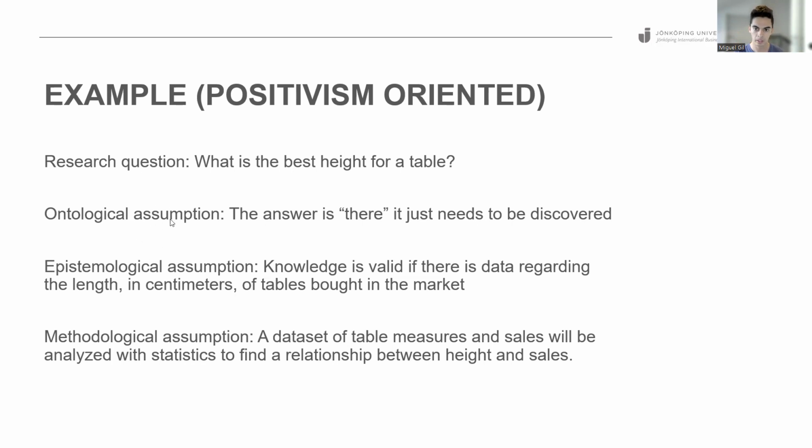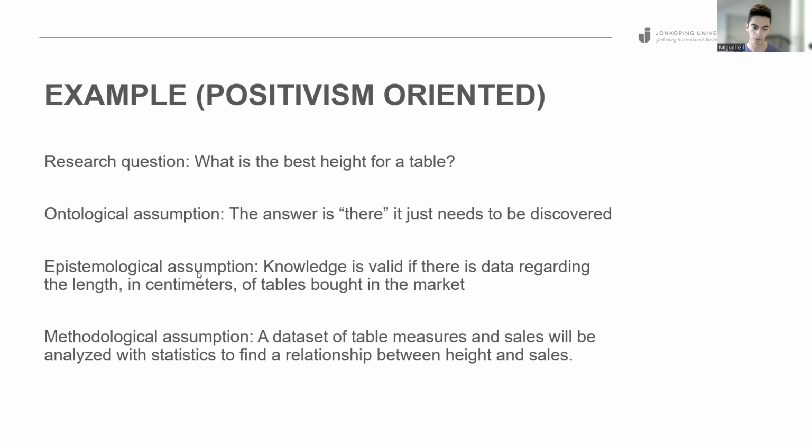So the ontological assumption is that it is something that already exists. The answer is in there. Epistemological assumption, thinking about knowledge, which knowledge is valid to answer this question: you need to collect very objective data. That's why maybe the length in centimeters of people, for example, if you want to measure the population you are targeting, or you want to measure all the tables that are in the market, and maybe you do some statistical test. That is the methodological aspect.